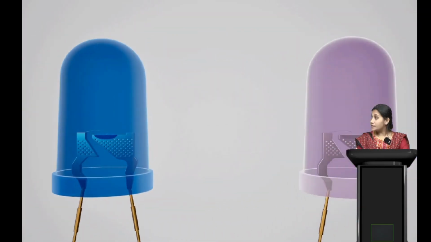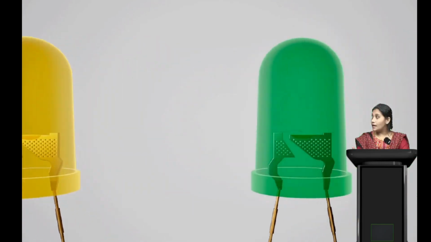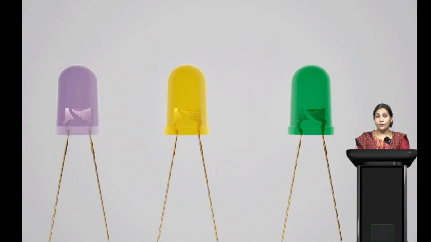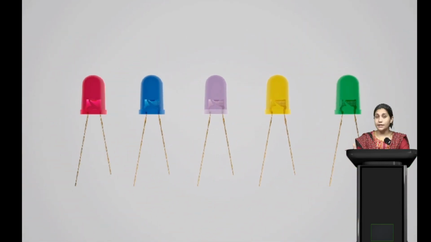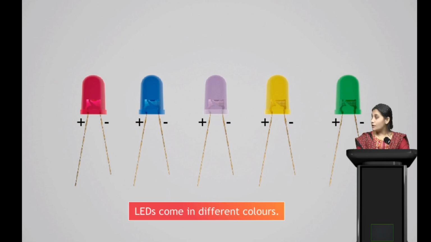Here we can see so many colorful LEDs. That means from LED light we can see many colorful lights. See, there are so many colors of LED. And even the colorful LEDs have two terminals, one positive terminal and the other negative terminal. So LEDs come in different colors.